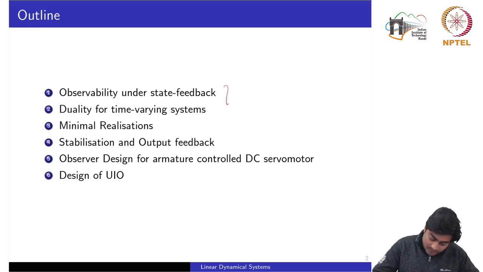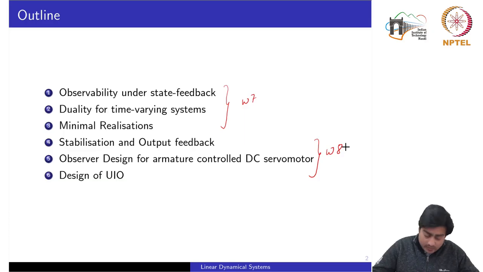The first three problems are from week 7, and the next three problems you can relate to week 8. From week 7 we will focus on observability under state feedback. One of the concepts we studied during the controllability week is that once you have designed a state feedback controller, the controllability is invariant, but we cannot ensure the observability under the state feedback. We will see one problem on that aspect.